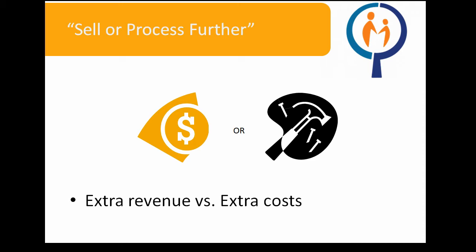In this scenario, you want to look at the extra revenue gained from processing the product further and weigh that against the extra costs incurred from processing. If the extra revenue derived outweighs the extra costs incurred, you know that the company should process it further. If the extra costs outweigh the extra revenue incurred, you know the company should sell it as is.